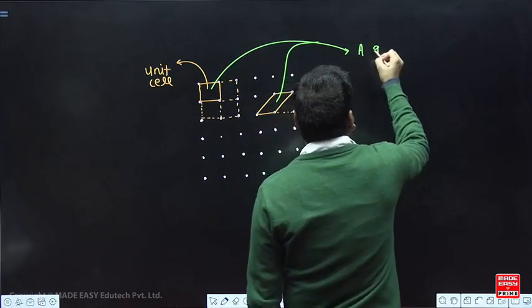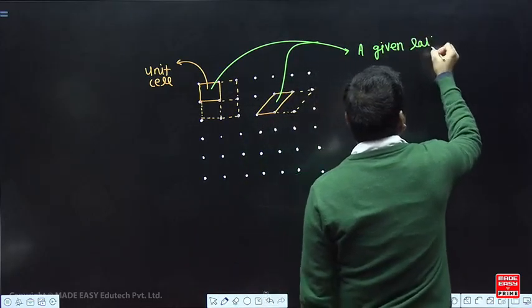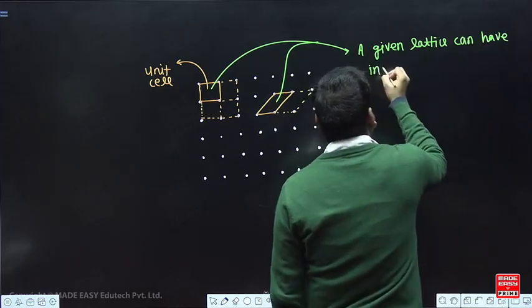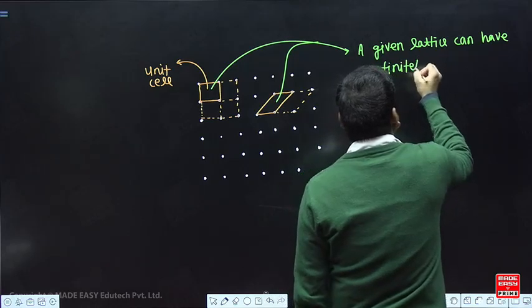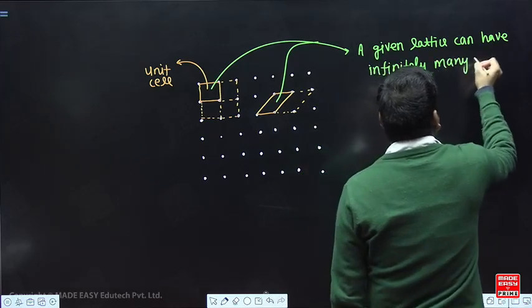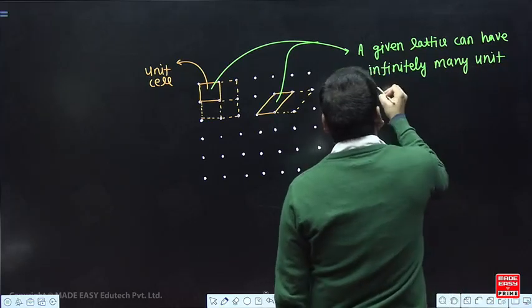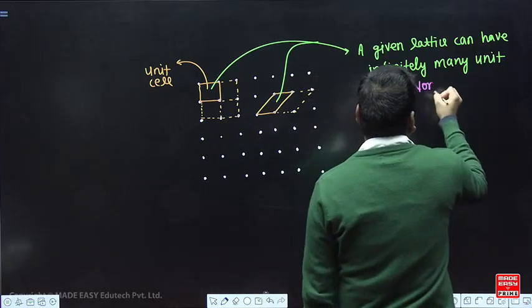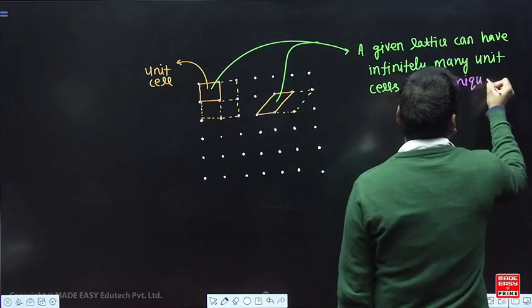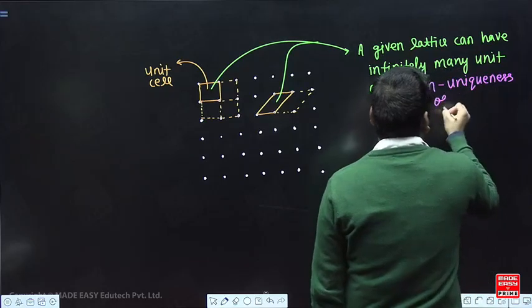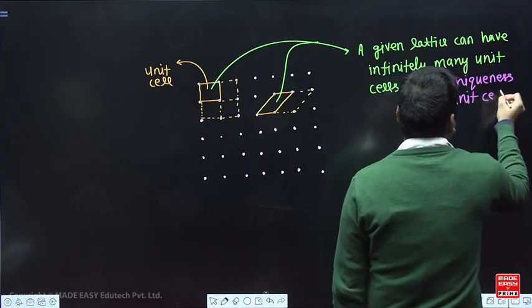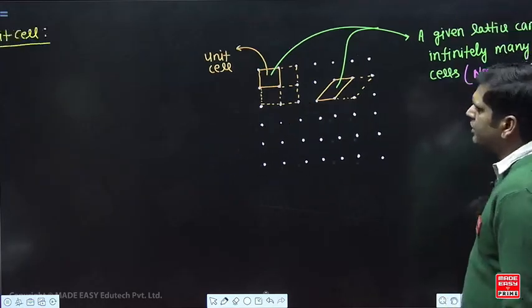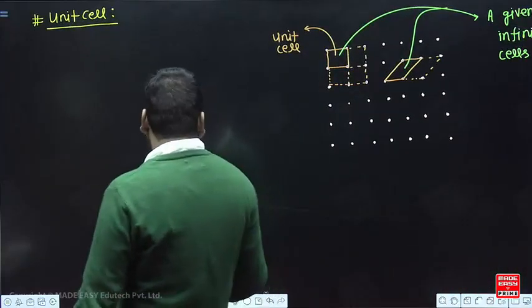A given lattice can have infinitely many unit cells. That is non-uniqueness of unit cell. You see here, two types of unit cell I am showing you for the same lattice. It means it is not a unique thing. There can be several types of unit cells for a given lattice.